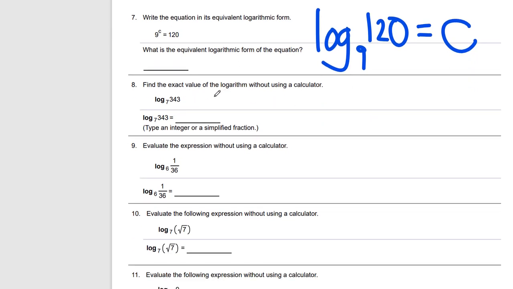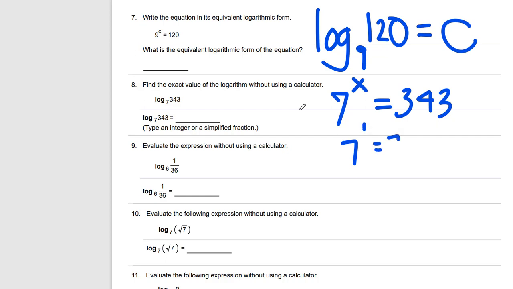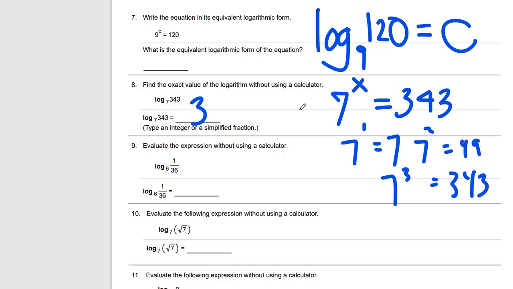Now we've got to find the exact value without a calculator. This is a little bit tough. So we're asking, 7 to what power is 343? Now, since the number's big, it's not really realistic to find this without a calculator, but if you do 7 to the 1, you get 7. Do 7 to the 2, you get 49. And when you do 7 to the 3rd, you get 343. So the answer here is 3, because 7 to the 3rd is 343. And if you don't know that, of course, you'll have to use your calculator to find your exponents here.